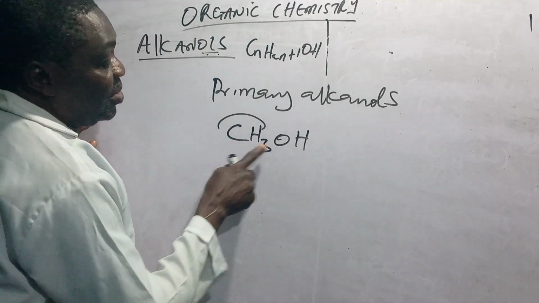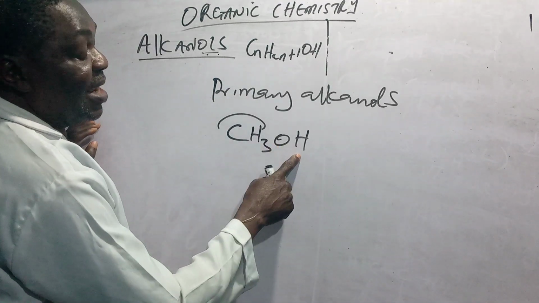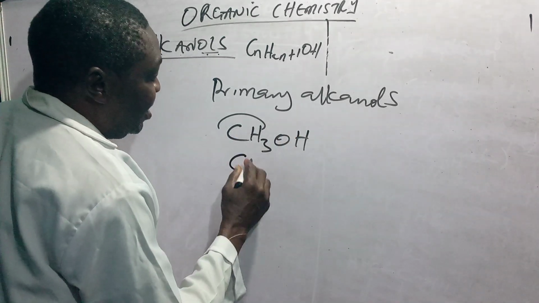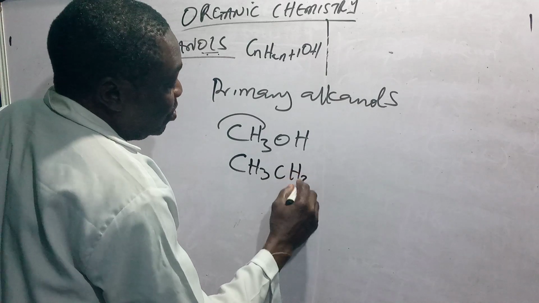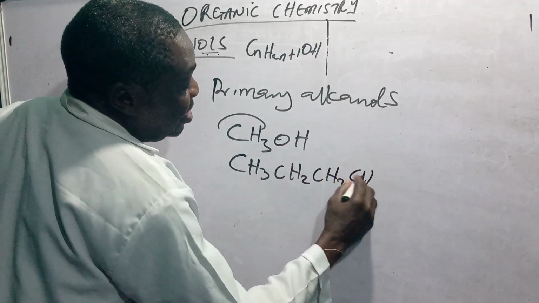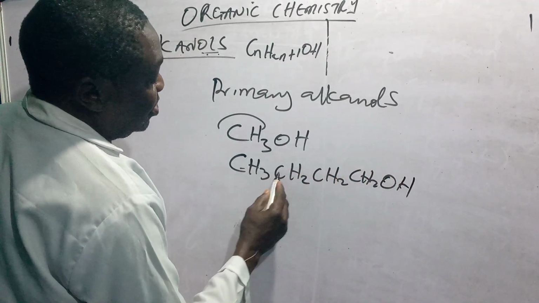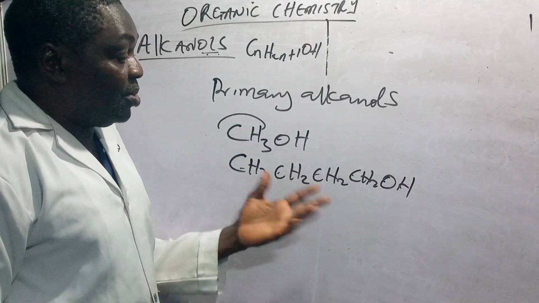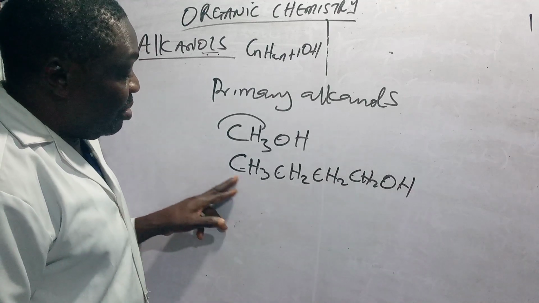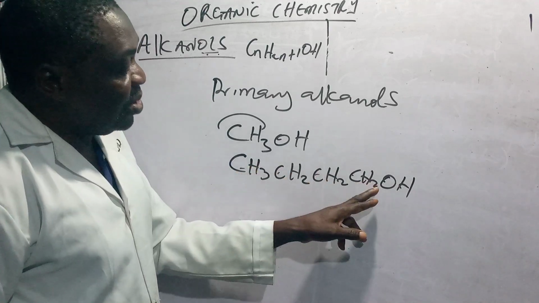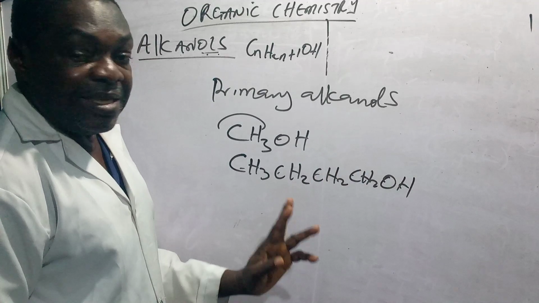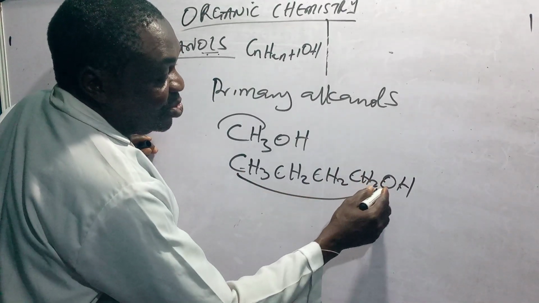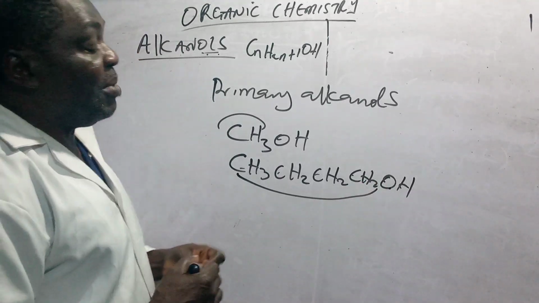So you see this alkyl group has an OH group attached to it. So this is a primary alkanol, having only one alkyl group, no matter how long it is. Let's assume you have CH3, CH2, CH2, CH2OH. This is 1, 2, 3, 4, butanol. This compound, which is from butane, has one OH group at the end, meaning that this butyl is attached to one OH group. Therefore, it's a primary alkanol.